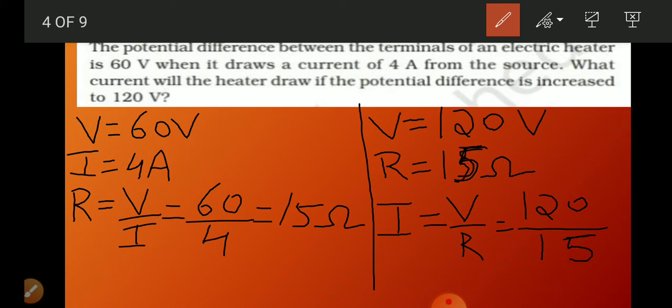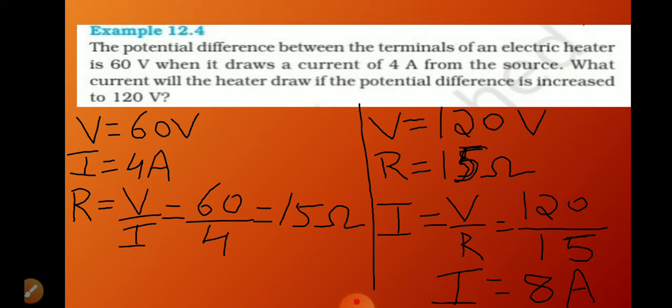120 divided by 15, which is equal to how much? 8 ampere. 15 8s. Yeah, so current I is equal to 8 ampere. So 8 ampere of current is drawn by the electric heater when the potential difference is increased to 120 volt. Okay. Yes, I hope you all understood. Try to solve it in your classwork.